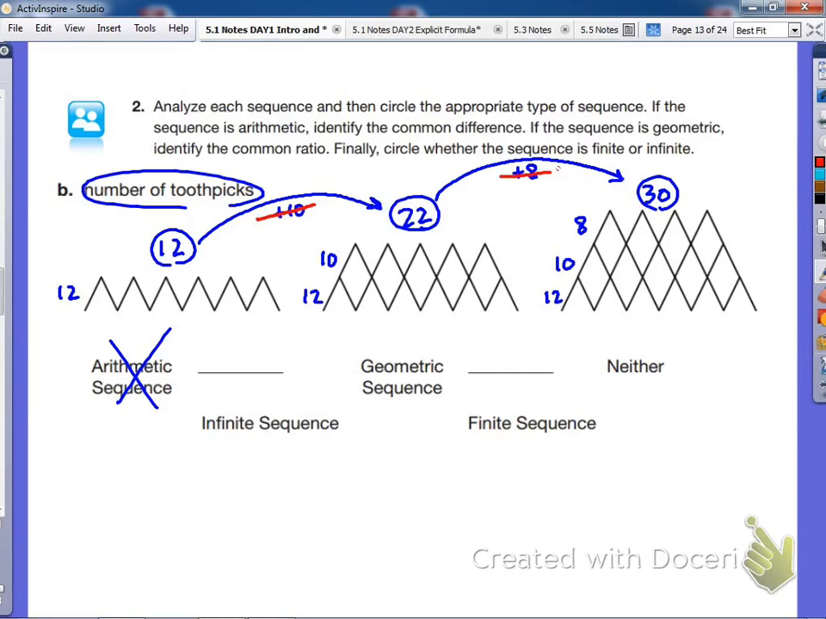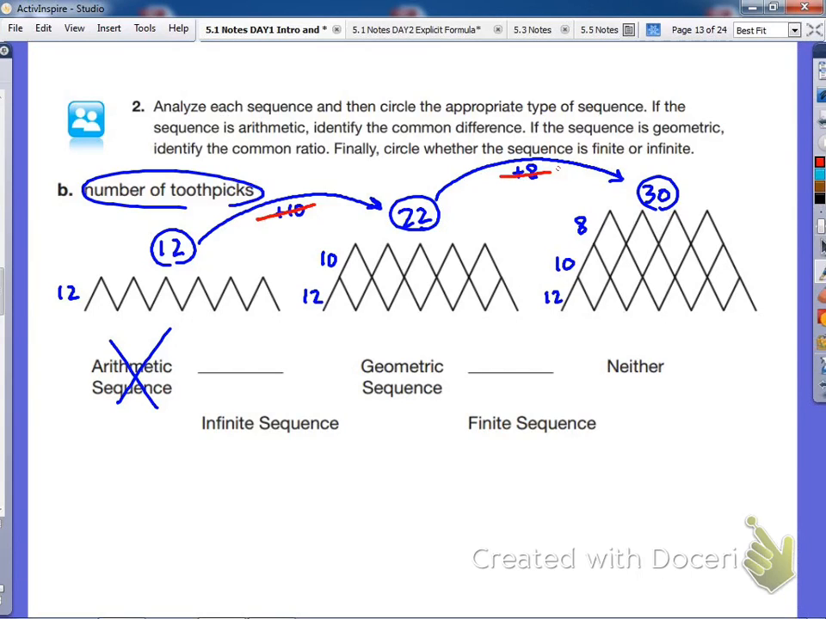12 times what is 22? Hopefully you're trying this on your calculator. 12 times what is 22? How'd you get 1.83?